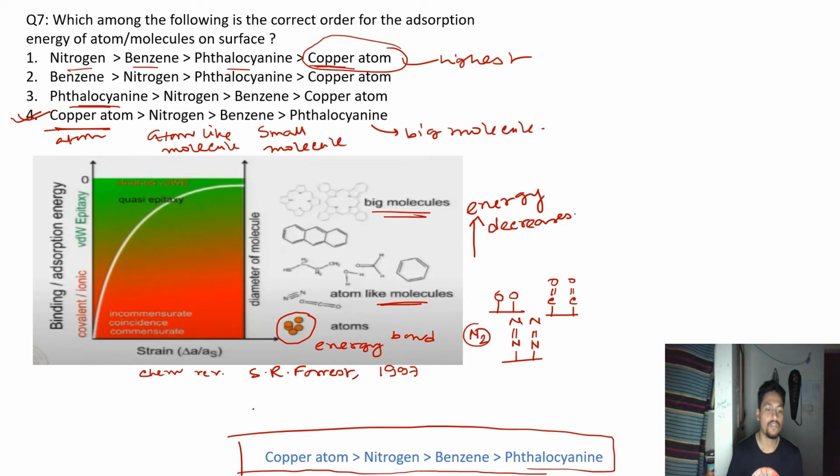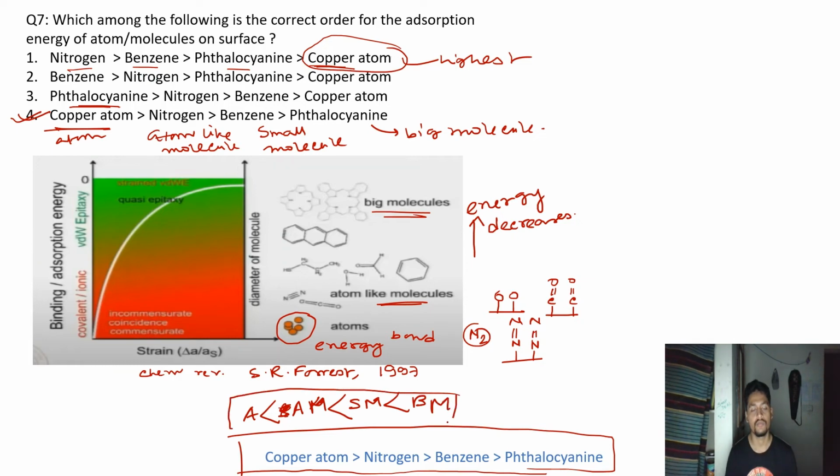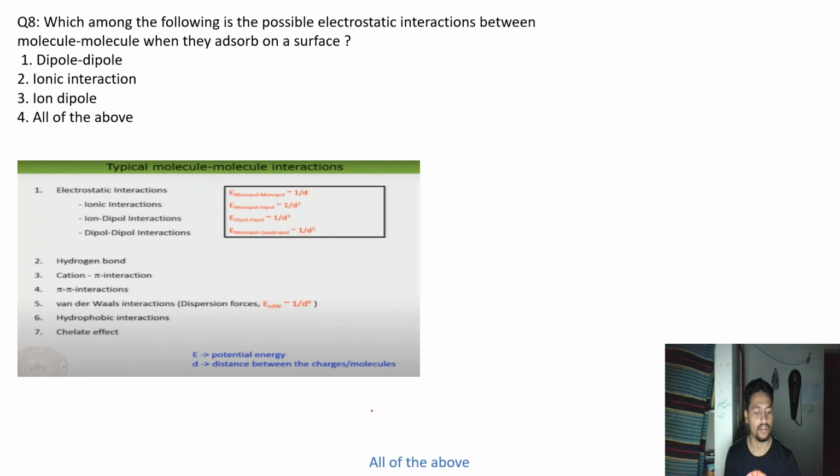So from atoms to small atom-like molecules, then small molecules, then big molecules. This is the order, right? I hope there is no problem. Okay, let's go to the next question. Here we only need two more questions to be discussed.